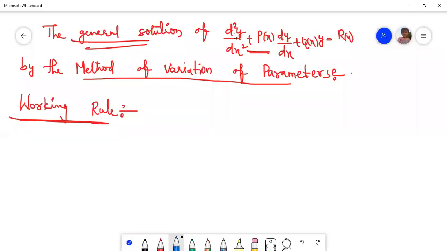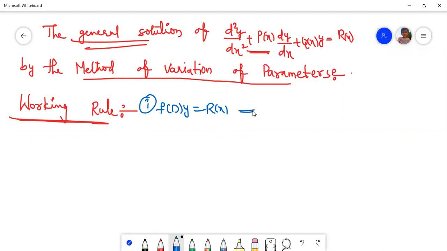The general solution of d square y by dx square plus p dy by dx plus qy is equal to r of x. This type of equation can be solved by the method of variation of parameters. In this, the working rule is: first, the given equation can be expressed in the form of f of D into y equal to r of x only. It is step one.